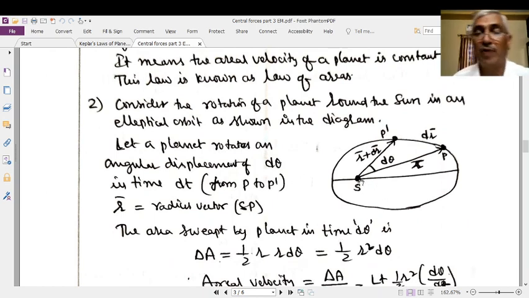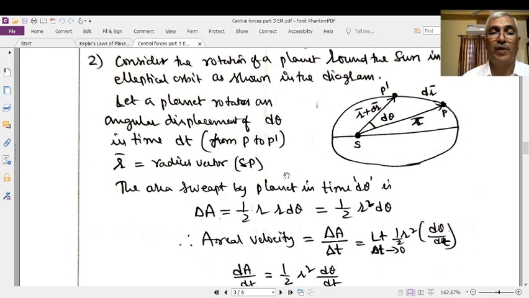In order to prove this, consider a planet initially at point P. In a small time dt, let it go to P prime. Actually P prime is very close to P; for convenience of derivation, we kept it here. It covers a small angular displacement d theta in time dt. This is the radius vector r bar, this is r bar plus dr bar, and this is the small distance covered, dr bar.